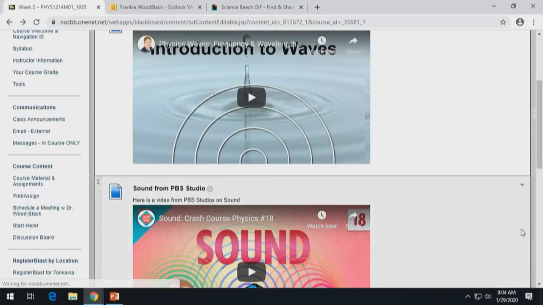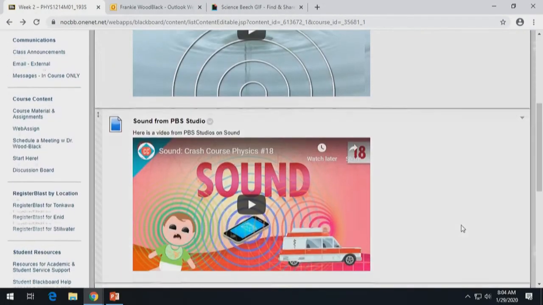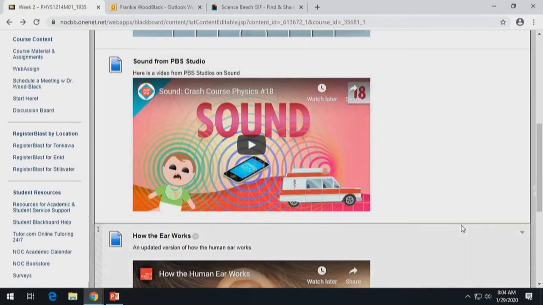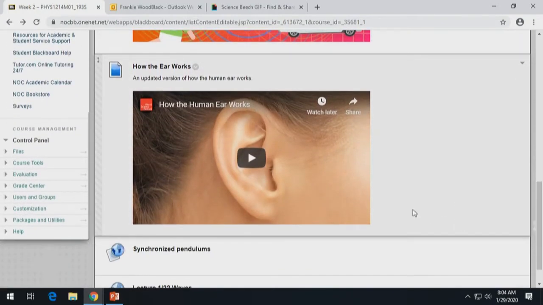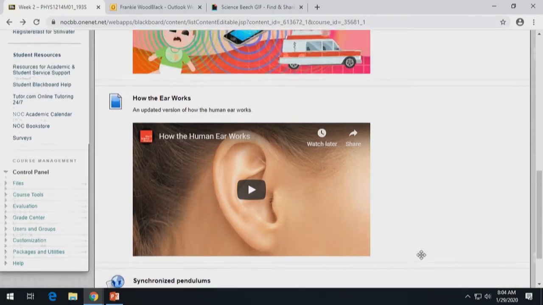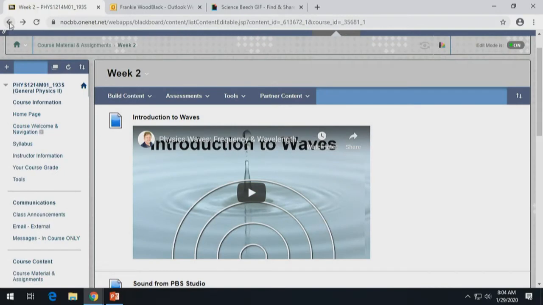Okie dokie. So in the week 2 folder that you guys have on Blackboard, you've got a really nice introduction to waves. You've also got a pretty good crash course on sound, which covers the Doppler effect. And I've got how the human ear works. We'll actually look at a couple of those pieces. So that's all in week 2.